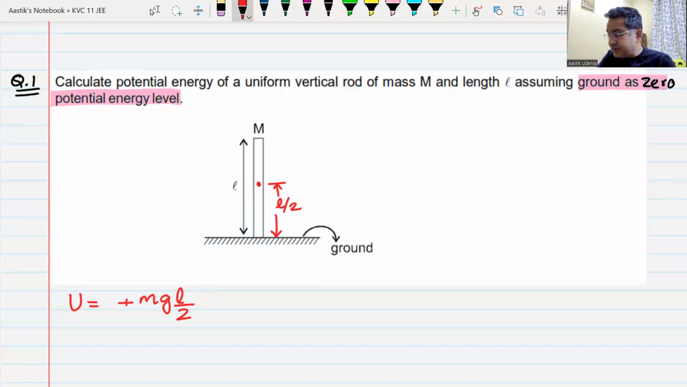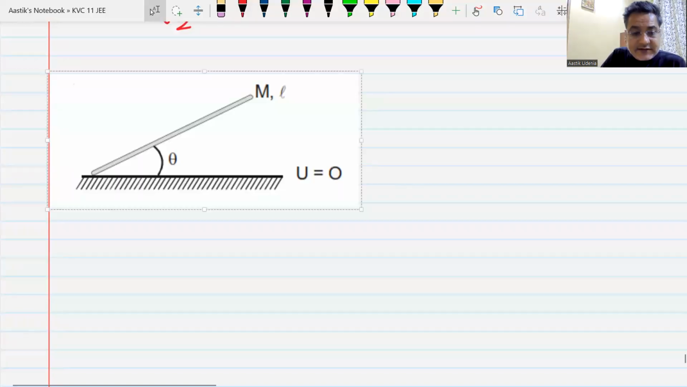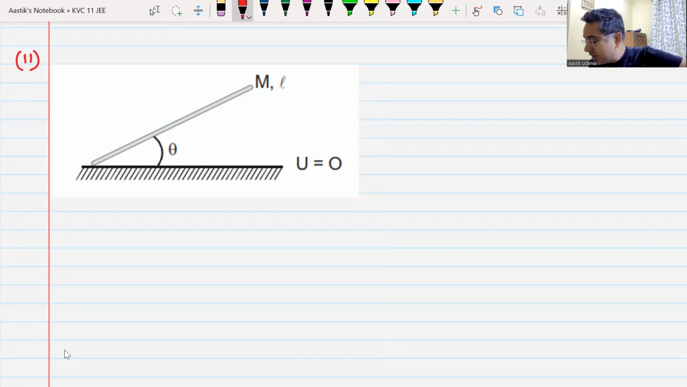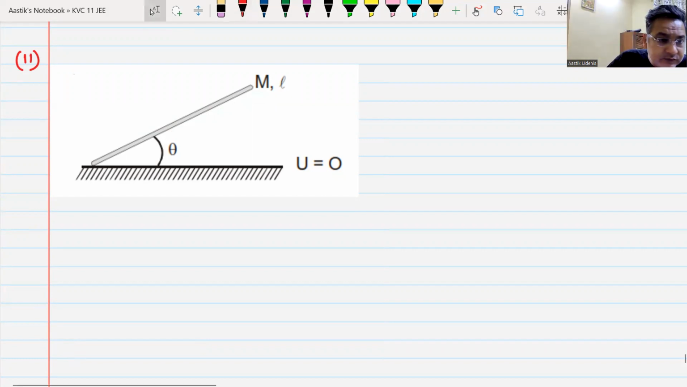Instead of this rod being vertical, in case number 2, if the rod was making an angle like this, and I again say that the potential energy of the ground is 0, can you tell me what will be the potential energy of this rod if it is at an angle theta like this? What will be the potential energy of the rod if it is slanted like this at an angle theta?